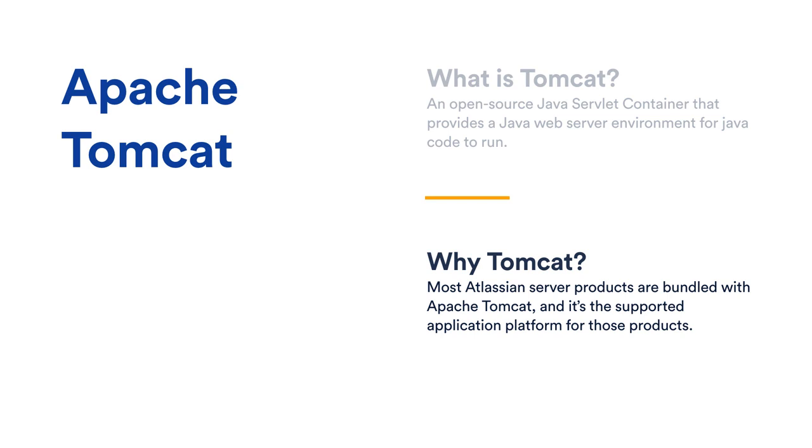When you're building an app, AMPS and Cargo take care of managing which version of Tomcat is used, as well as creating and managing the container. I'm not going to go into a lot of depth about how it works, as I think most people who are familiar with Atlassian products will already be familiar with Tomcat, and there are plenty of resources available online if you'd like to learn more about it.